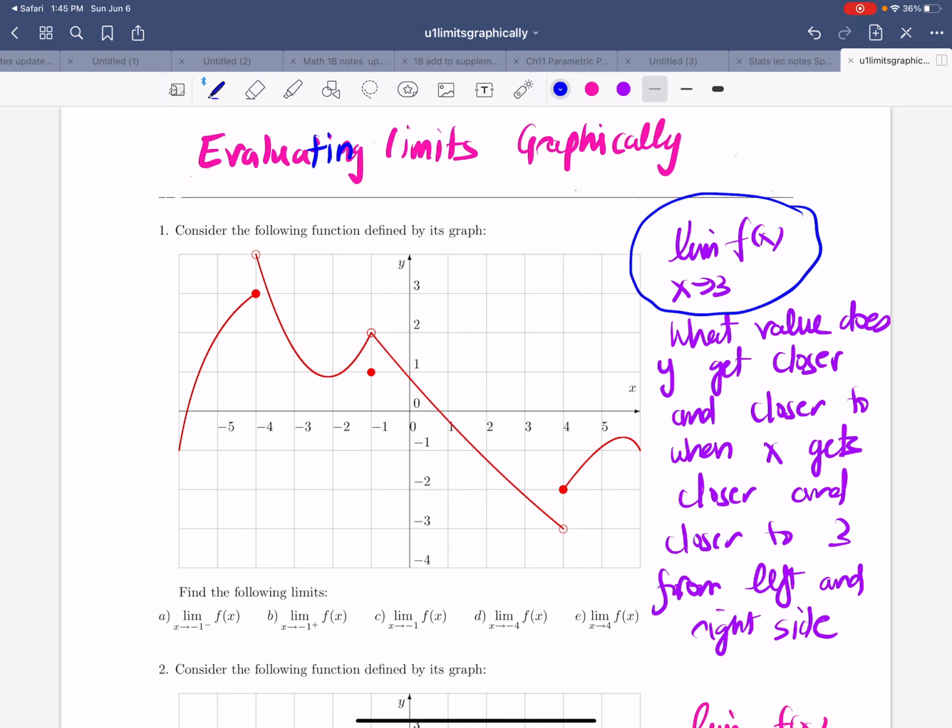as x approaches 3 means what value does y get closer and closer to when x gets closer and closer to 3, both from the left and right hand side. So coming from the left side and the right hand side, when x is getting closer and closer to 3, what value does y get closer and closer to? That would be the limit of f of x as x approaches 3.